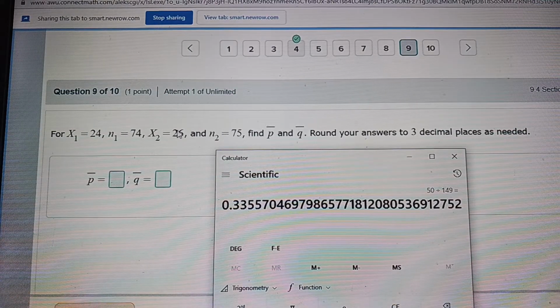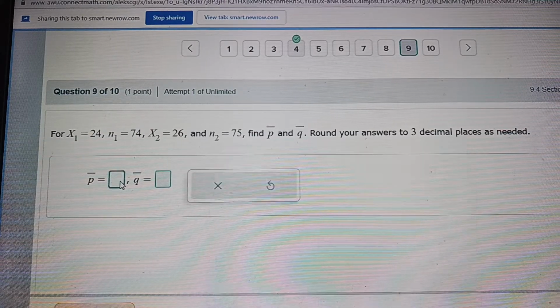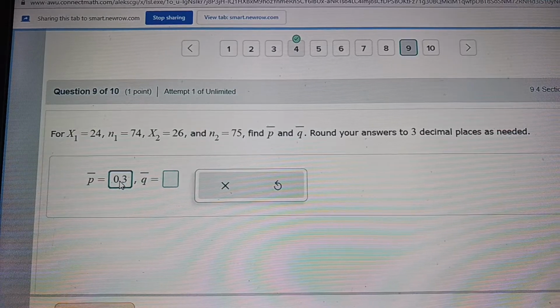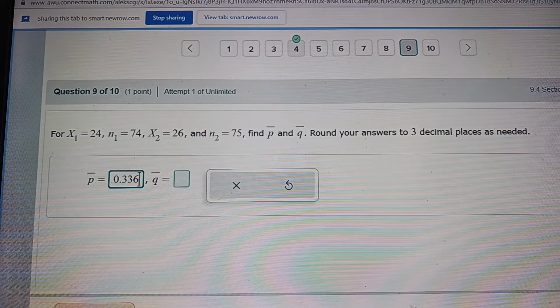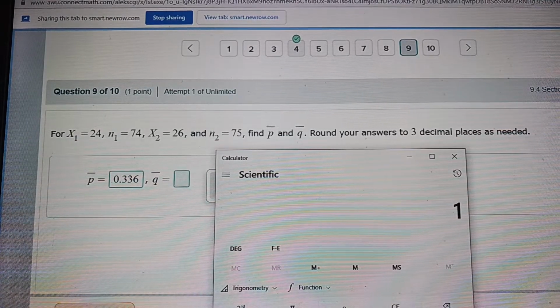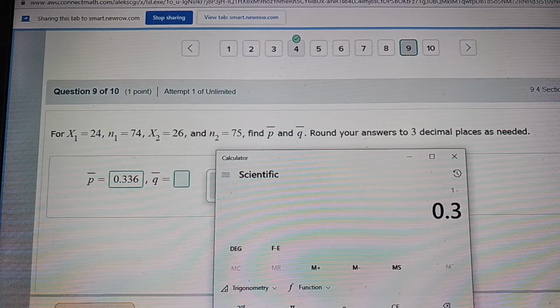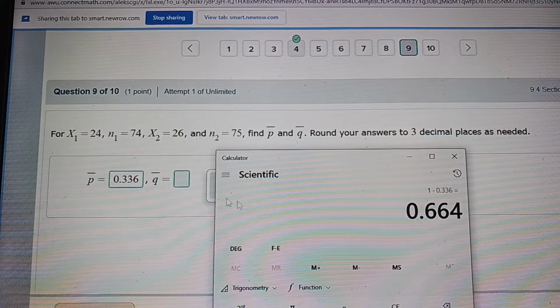50 divided by 149 is 0.33557. They say round to 3 decimals, so 0.336 if you add 1 to that 5. P bar is 0.336. And then 1 minus 0.336 is 0.664.